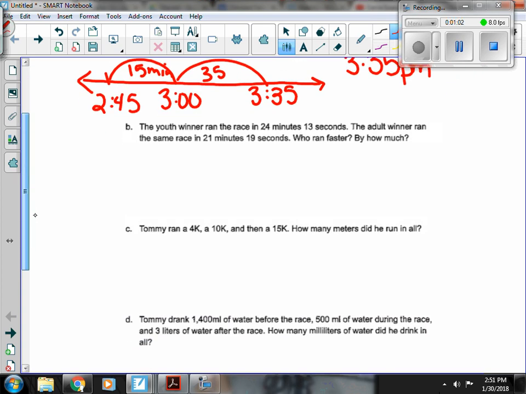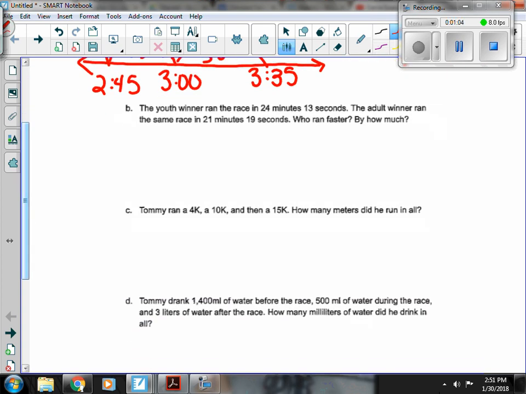Letter B. The youth winner ran the race in 24 minutes and 13 seconds. The adult ran it in 21 minutes and 19 seconds. Well, the adult was faster because 21 minutes is less than 24. And now we need to figure out by how much.